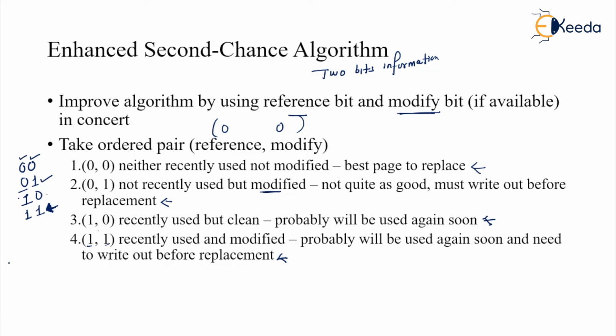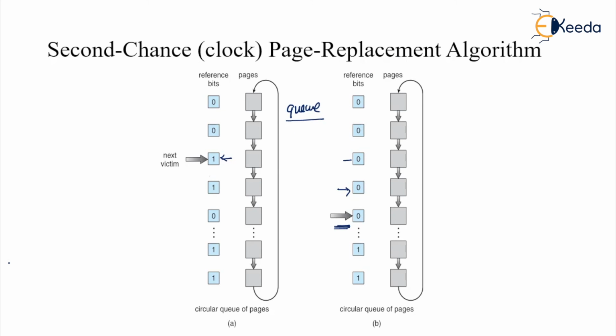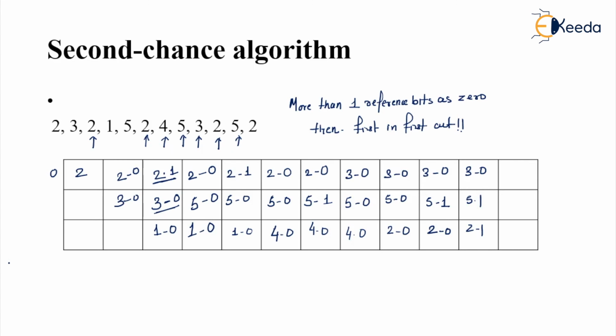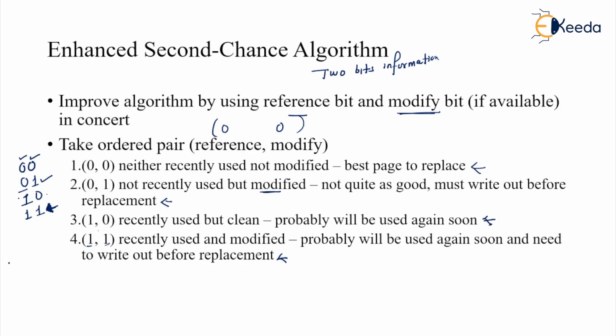Maybe this figure may be bothering you, but this is the queue for maintaining the order, and the next victim will be, in this case, the 0. The 1 will be set to 0, the 1 will be set to 0, another 1 will be set to 0, and the next 0 is going to be replaced. But the set will give you the entire correct idea of how it should work.